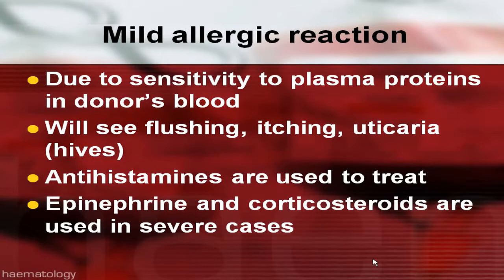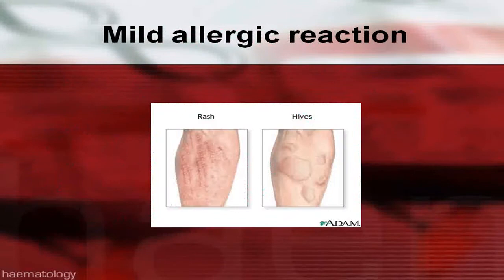If you've ever had an anaphylactic reaction because of bee stings or whatever, what do they do? They give you a shot of adrenaline. Same kind of thing with the epinephrine. Adrenaline is epinephrine. And corticosteroids to stop the inflammatory process. This is just a picture showing the hives, the itching, the allergic reaction they can get.